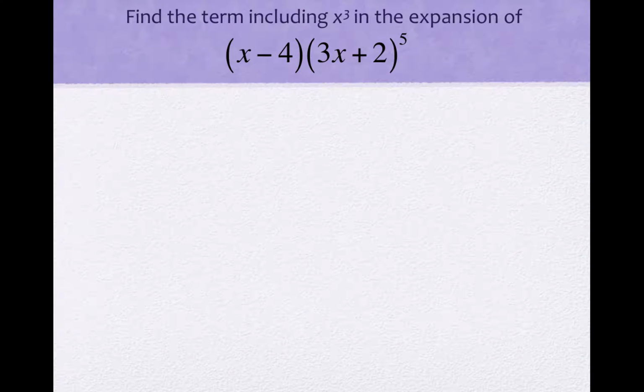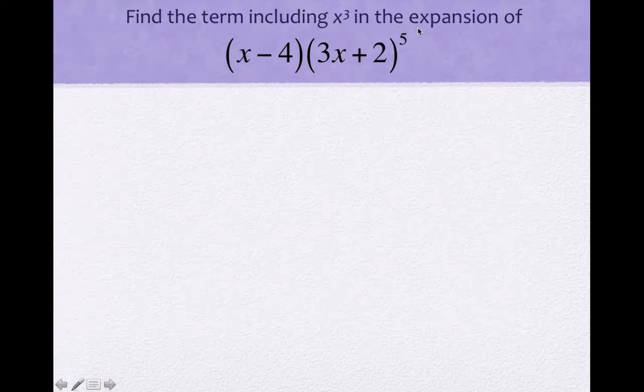So we're going to take a look here at another example of that last type of example from class today, except now I'm going to say find the term including x cubed in the expansion of this binomial to the fifth power times this other binomial. So first things first, I know I'm going to have to start expanding this guy.